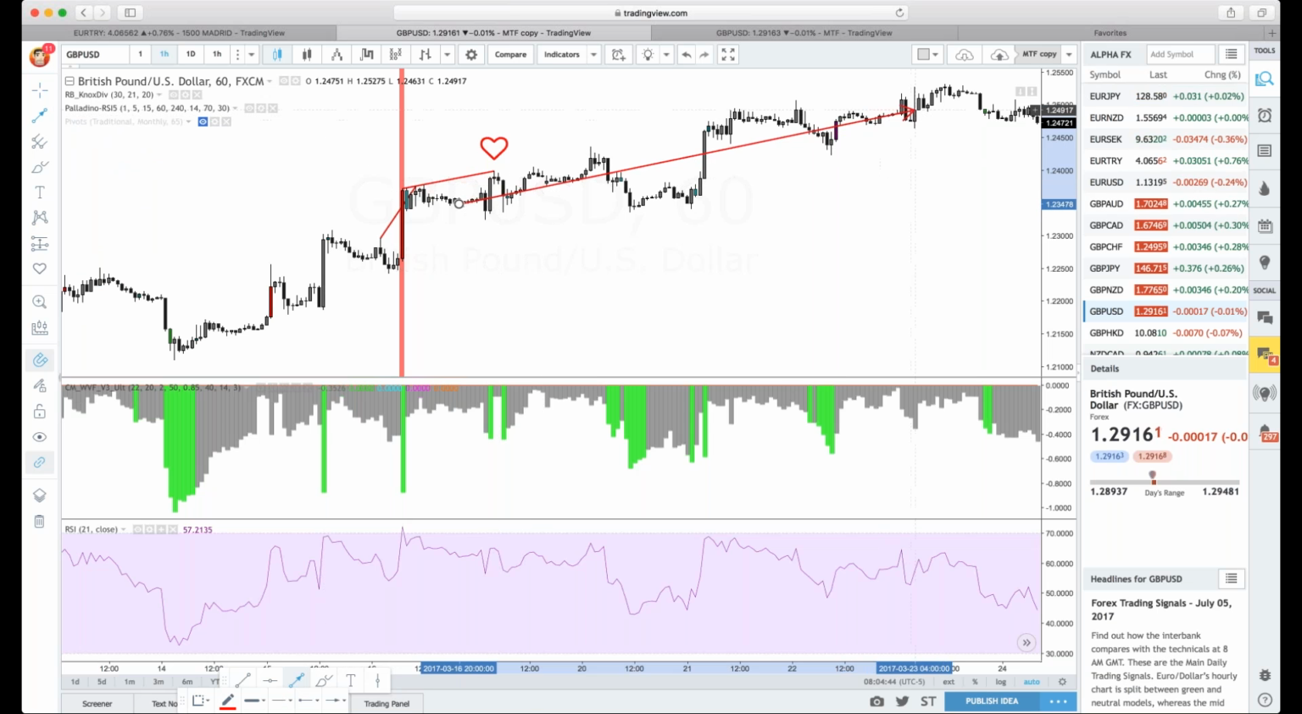This will be one of those instances where our indicators, I don't want to say gave us a false signal because that's kind of dumb, but they don't work. It doesn't work.